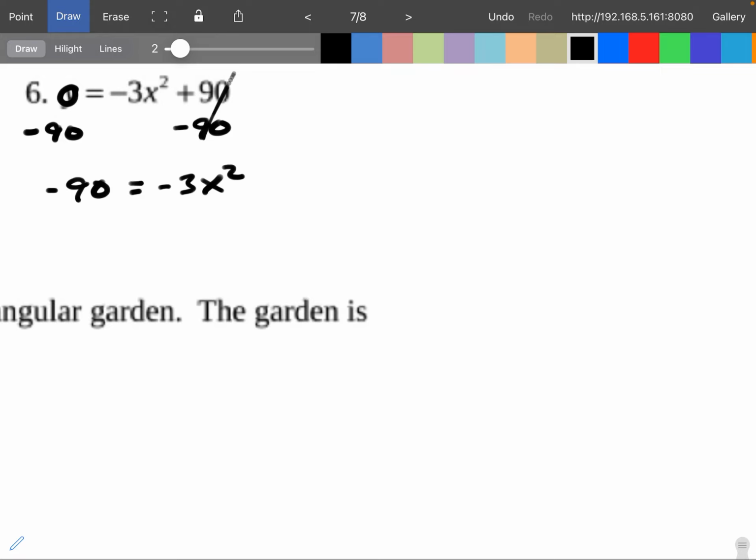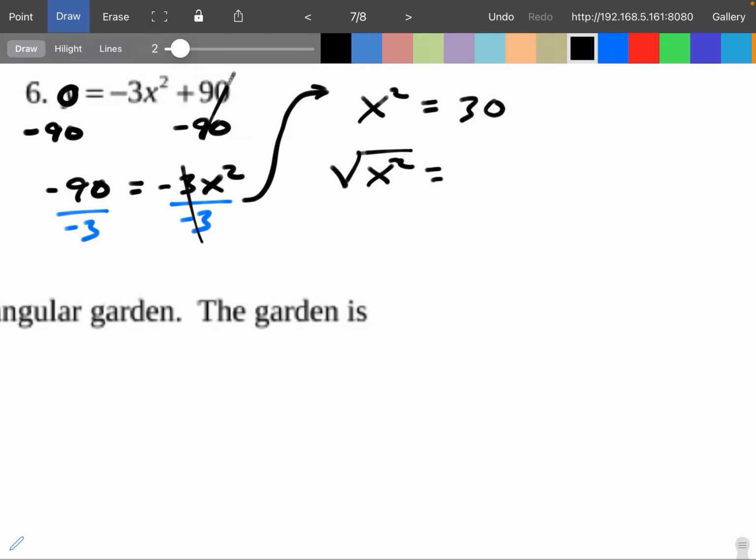So negative 90 equals negative 3x squared. All right, so how do I get rid of that negative 3 there? Yeah, you've got to divide. It's negative 3 times x squared, so you want to divide both sides by negative 3. Then on the right-hand side, the negative 3s will cancel out and make a 1. So on the right-hand side, I have x squared. And on the left-hand side, what's negative 90 divided by negative 3? That's 30.